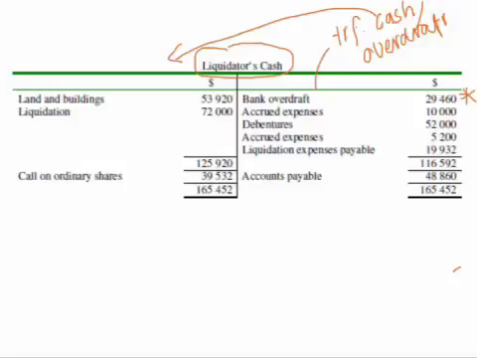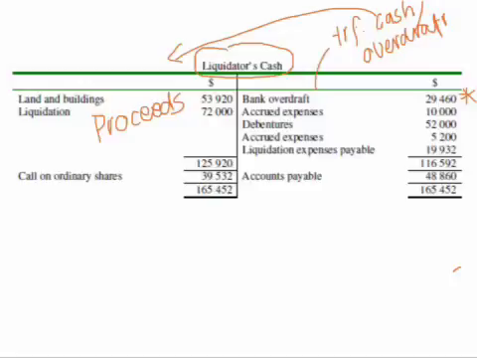The other entries in this account relate to the proceeds from realizing the assets. So you'll remember that from the liquidation account, where we had a credit entry to record the proceeds from the realization of the assets, and then the cash that we've realized is recorded on the debit side of this account.